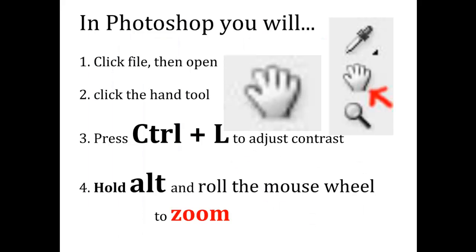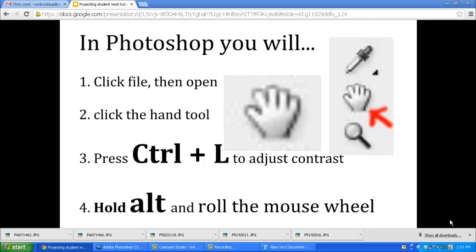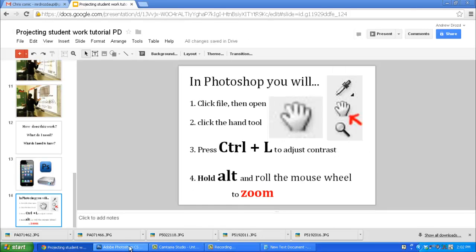And then when you're in Photoshop, you're going to need to know four things. You're going to have to click File, then Open to open up the image. You're going to click the hand tool. That's going to move the image around a little bit when you're zoomed in. You're going to press Control L to adjust contrast. And then to zoom, you're going to hold Alt and roll the mouse wheel if you're using a mouse. And if not, I can show you an alternative method. So let's jump into this.